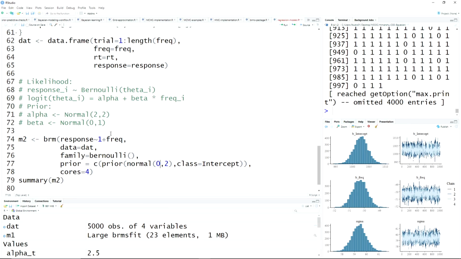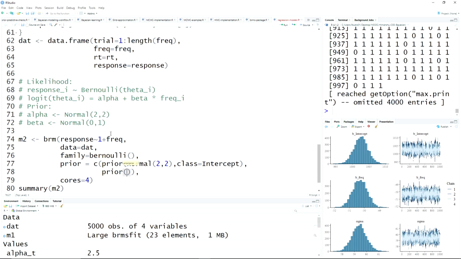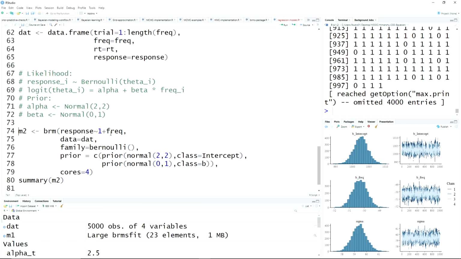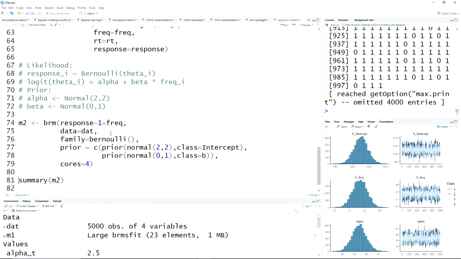For intercept, what you are defining as intercept is normal 2, 2. That's a prior on intercept. You need to define prior on beta as well. So that you have defined normal 0, 1, class equals to b. That's prior on beta, and everything else is same. Okay. So let us now fit this model.